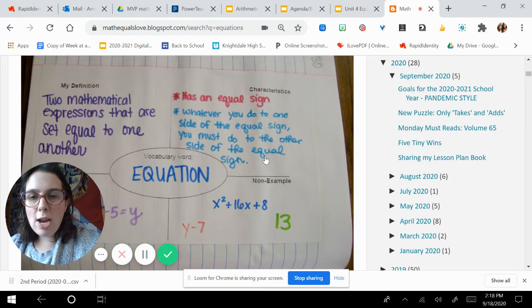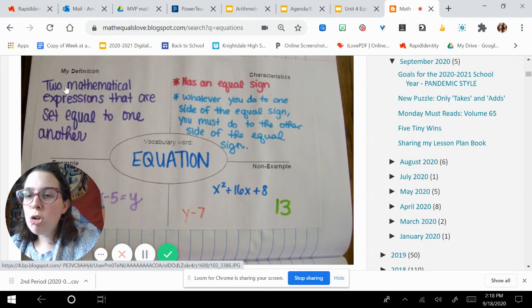So right here we have the definition of equation. The definition is two mathematical expressions that are set equal to one another. So essentially you have an expression like 3x minus 5 equals 5x plus 6. That's two expressions on either side with an equal sign in between.